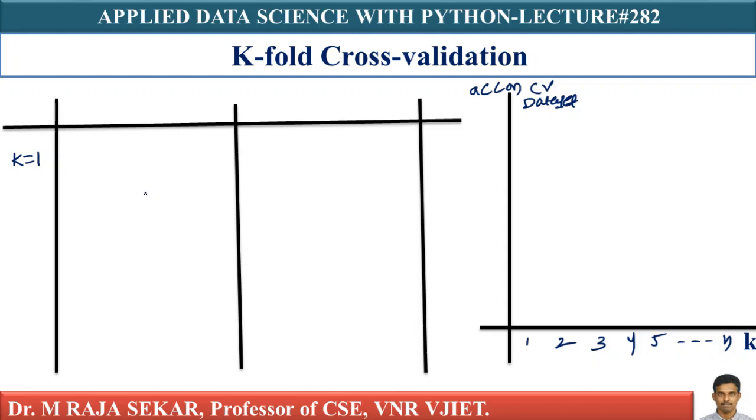I will use this to compute the best k. I need accuracy of KNN for k equal to 1 on my cross-validation data set.